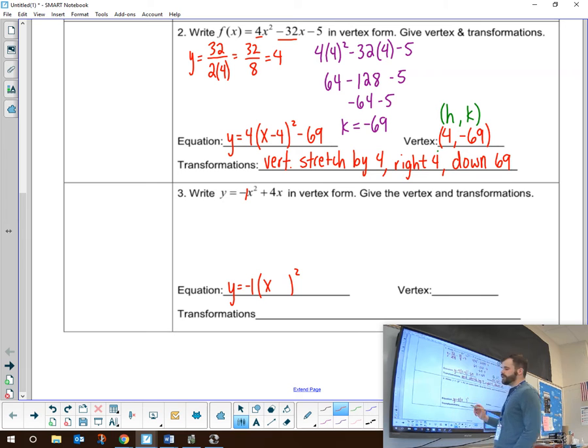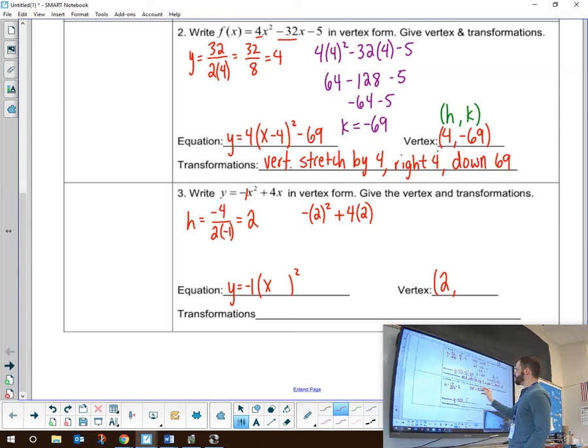We can go, now we're going to do opposite b over 2a. So we're going to go negative 4 over 2 times a, and a is negative 1. This is what my h equals. Negative 2 times negative 1 is negative 2. Negative 4 divided by negative 2 is a positive 2. So h of my vertex is 2. Then we plug it back in, so we're going to go negative 2 squared plus 4 times 2. 2 squared is 4, so that's going to be negative 4 plus 8 is going to be positive 4. So the k of my vertex is positive 4.